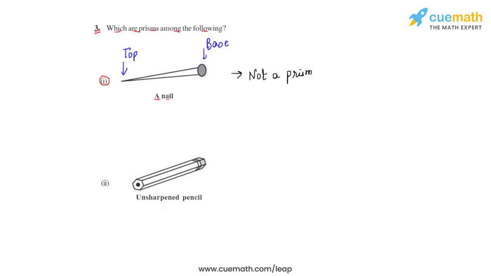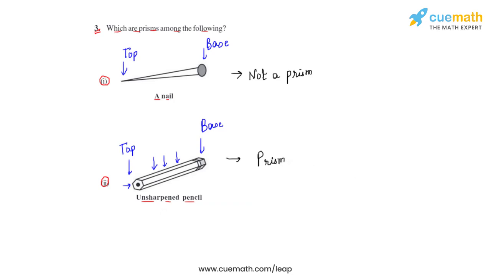Now let us see the second solid of the question, which is an unsharpened pencil. Here again, if we consider this to be the top part of the solid and this to be the base of the solid, we observe that these two are congruent polygons and it's a hexagon. As we see, there are 6 sides on both the sides of this pencil, so we can say that this is a prism. Also, if we observe the lateral surface, we see that there are parallelograms present here. So this figure definitely represents the prism.